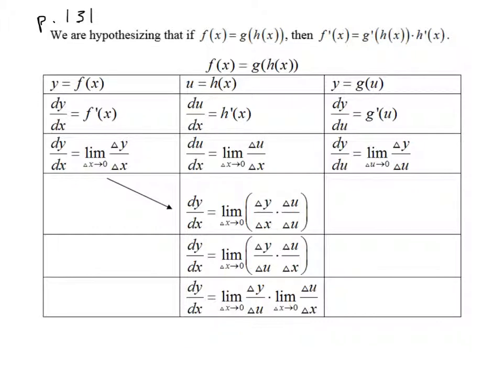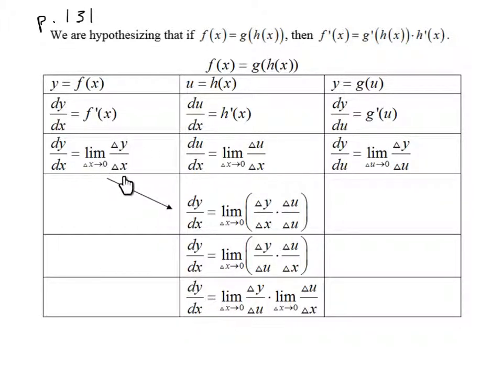Okay, so now we're just going to take the derivative of each of these three functions. So dy dx is simply equal to f prime of x. In this case, du dx equals h prime of x. And we'll have dy du equal g prime of u. By definition, that means that dy dx over here is going to be the limit of delta y over delta x.